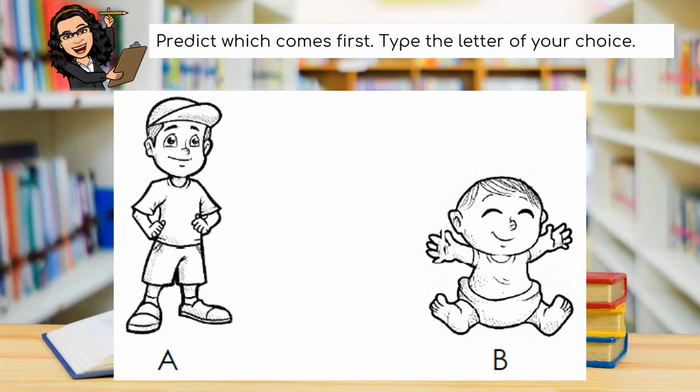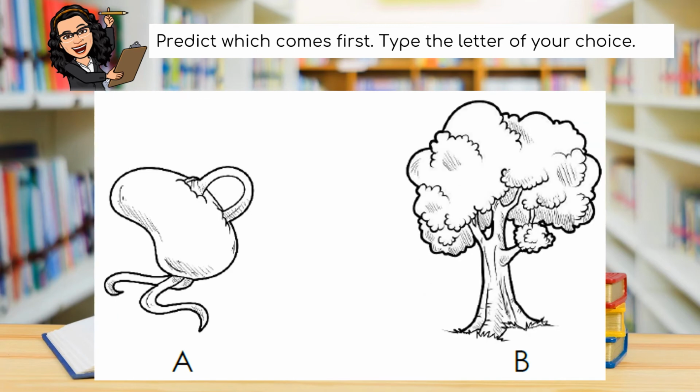In the following activities, predict which comes first. Correct! The baby comes first. Which comes first, the seed or the tree?